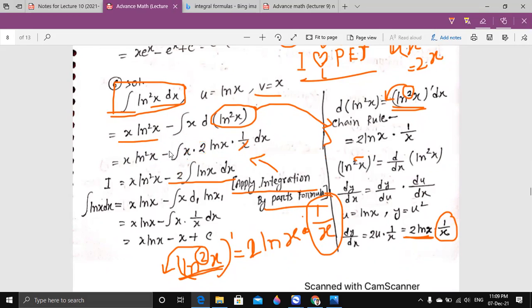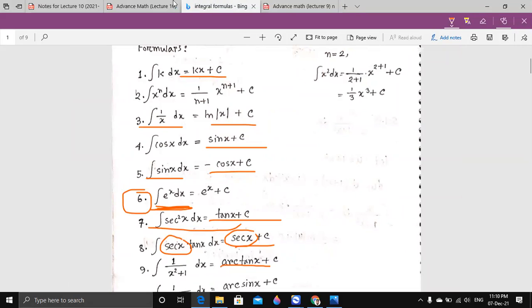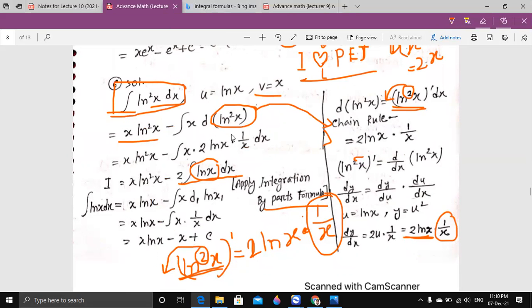Okay, because why? Because here we have integration of ln x dx. So we don't know how to calculate ln x dx. Do you have any formula for ln x dx? No, we have the formula of integration of 1 by x dx, but we don't know how to calculate integration of ln x dx, right? So again, we have to use the integration by parts formula here, okay?